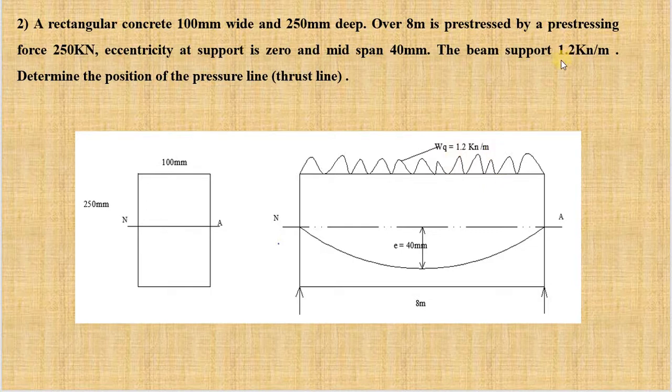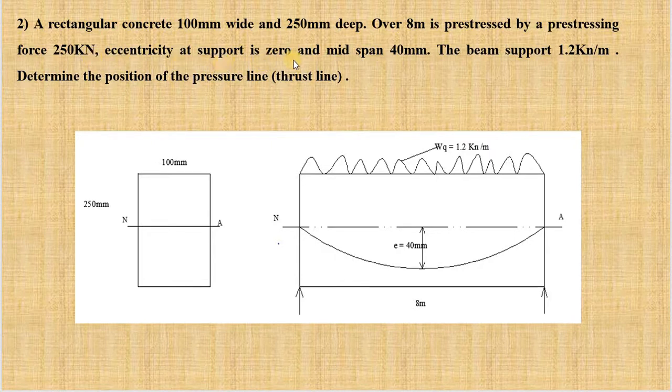So how did I decide it's a UDL or point load? You should check with the units. Here it's kilonewton per meter. When they have mentioned it as kilonewton per meter, that means it's a UDL. So I have written a UDL here. And the length of this beam is 8 meter, so I have mentioned here. Next is pre-stressing force is 250 kilonewton. P value they have given as 250 kilonewton.